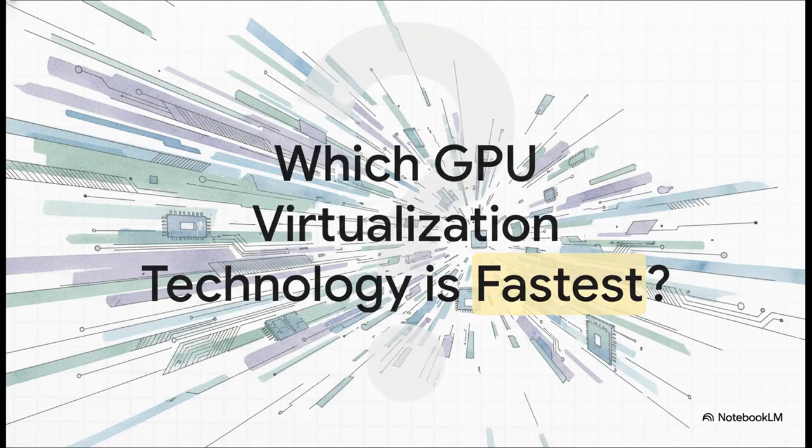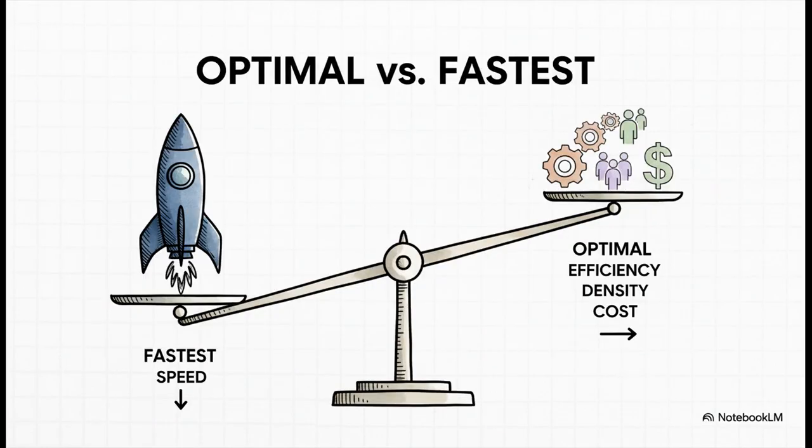All right, let's just cut right to the chase. This is the question on everyone's mind. Which one of these is just flat out the fastest? But if you've been in this field for a while, you know fastest isn't always the whole story. It's kind of like asking what the best vehicle is. A Ferrari is fast, but it's terrible for hauling lumber, right? So the real question, the much smarter question, is which technology is optimal for what you're actually trying to do?